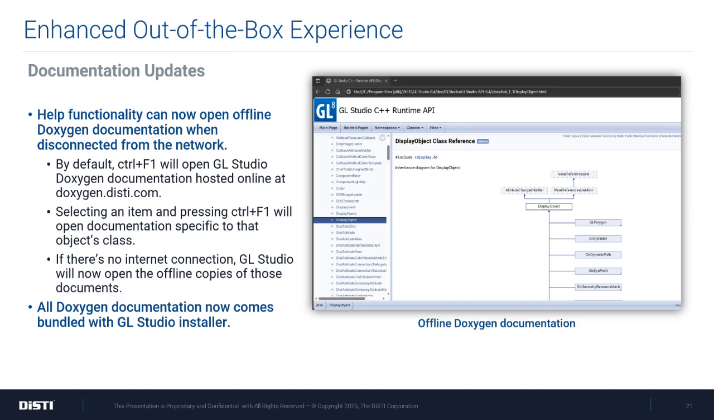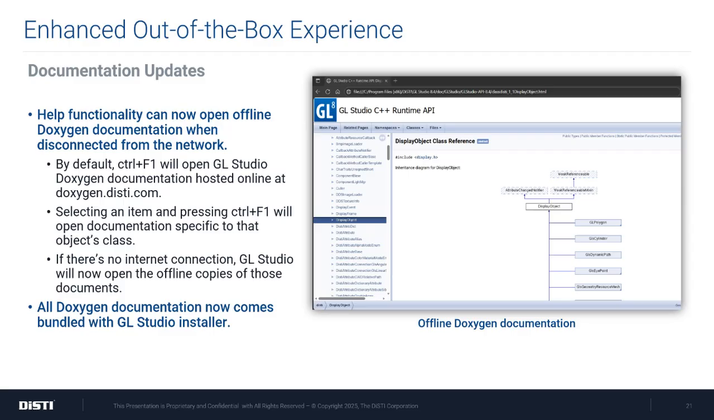If you select an item in the geometry view of GeoStudio, pressing Ctrl F1 will open up documentation specific to that object's class. What's new is that if you don't have an internet connection, GeoStudio will bring up the offline version of these documents. You can see on the right side of the screen that the documentation being viewed is from a local file. Up here in the URL, this is showing a local file.